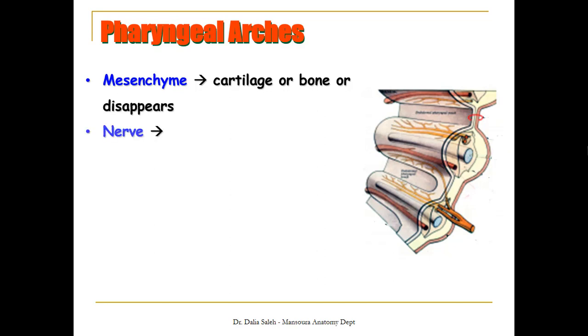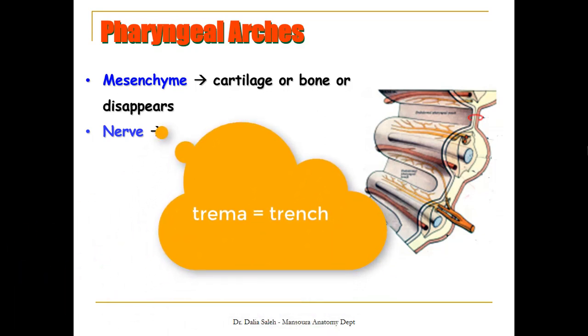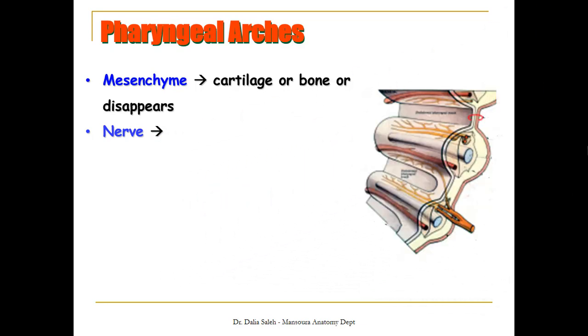For the nerve supply of the pharyngeal arch, we have trematic nerves, and the word trema means a trench, referring to the trenches that lie between the pharyngeal arches. These nerves could be motor, could be sensory, could be both. They supply not only the muscular component of the arch, but will also supply the skin and mucosa as well.